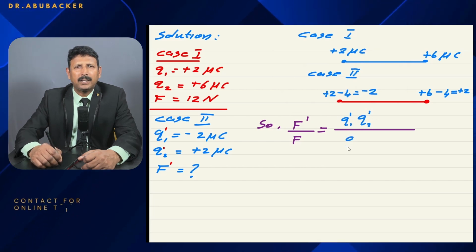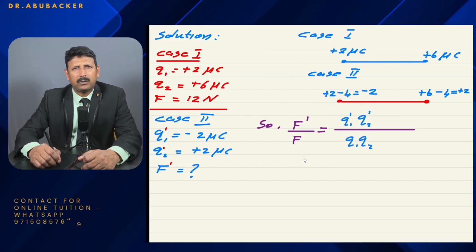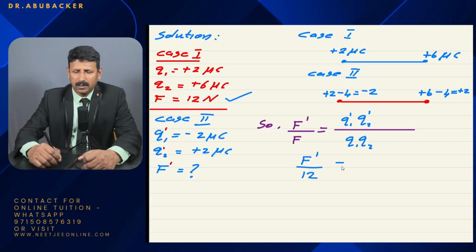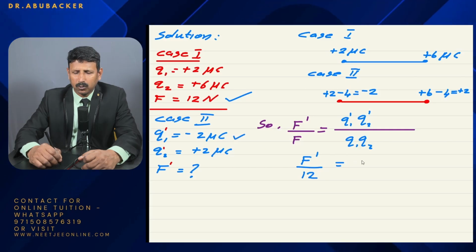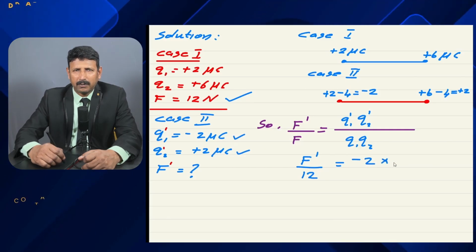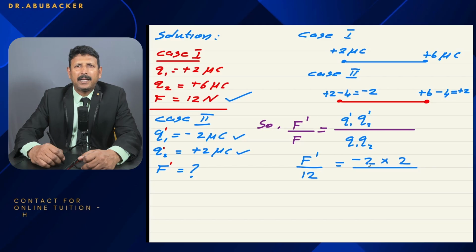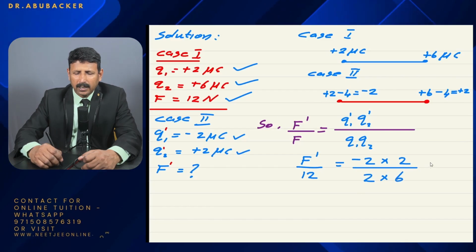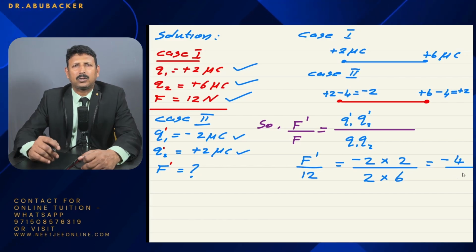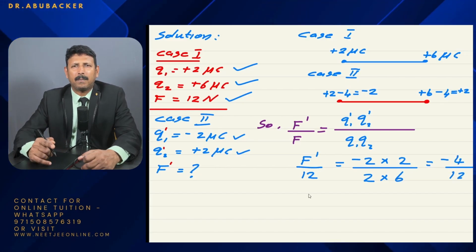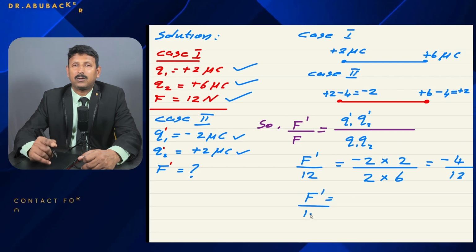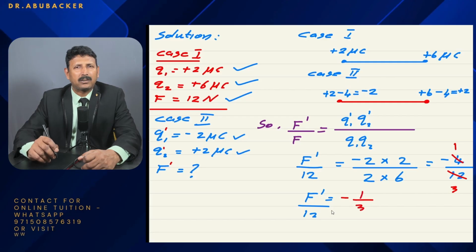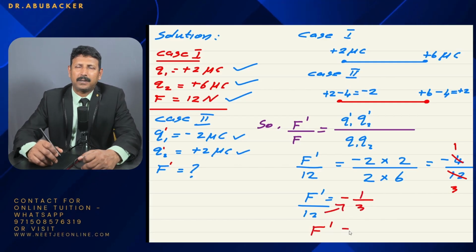So f dash by 12 is equal to minus 2 into 2 divided by 2 into 6, which is equal to minus 4 divided by 12. So simplify it, it will be minus 1 by 3. Now it is time to cross multiply. So the new force between them will be f dash is equal to minus 12 into 1 divided by 3, which is equal to minus 4 Newton. Simple question, right? This much only is required. And because of the minus, you can understand one charge is positive, one charge is negative. An attractive force exists between them. If it is minus, you can decide an attractive force exists between the charges.